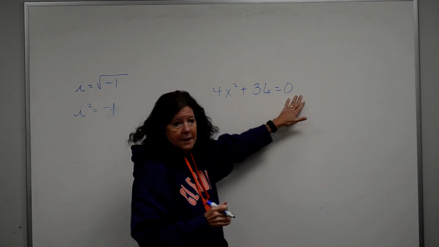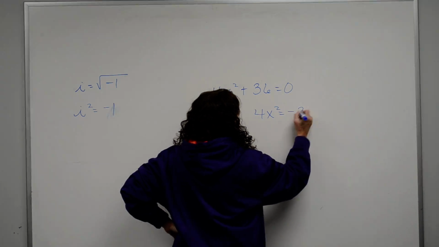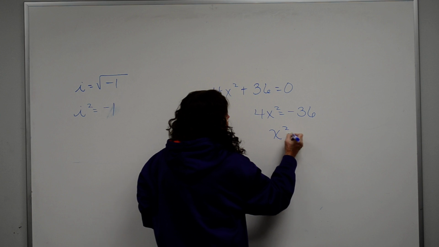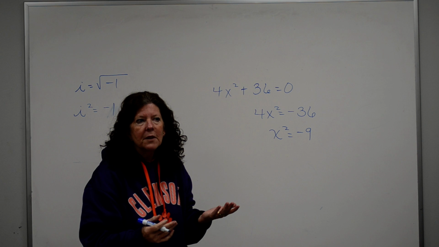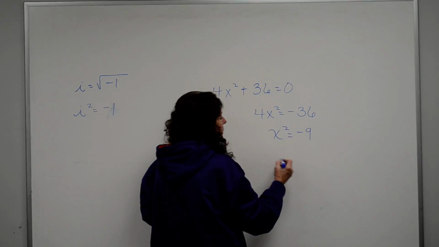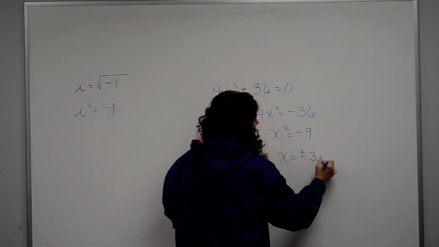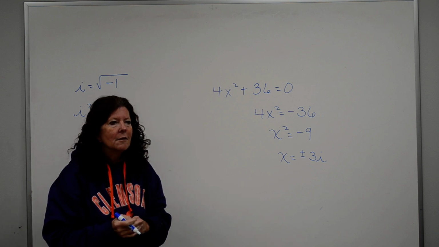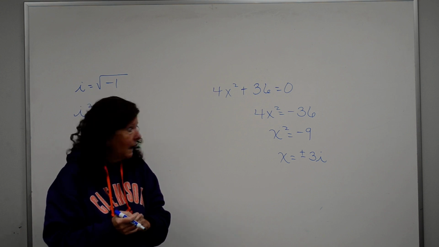Okay, so I take the 36 to the other side, so I have 4x squared is equal to negative 36. Now I divide by 4. x squared is equal to negative 9. In the past, we would have gone, okay, trying to take square root of a negative. I can't do it. Yeah, you can now. Okay, so I'm going to take the square root of both sides. x is going to equal plus or minus 3i. Okay? Does that make sense? So all those problems that you had empty set on now can be done.